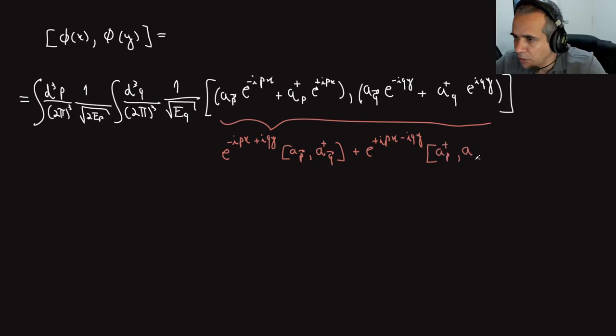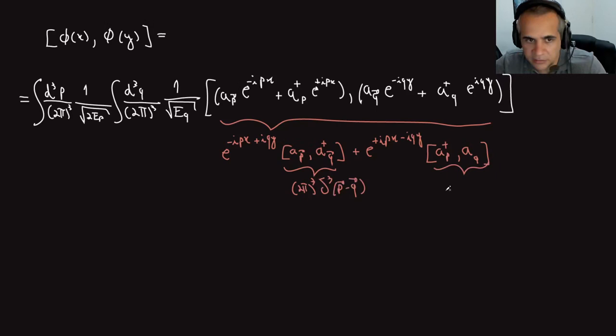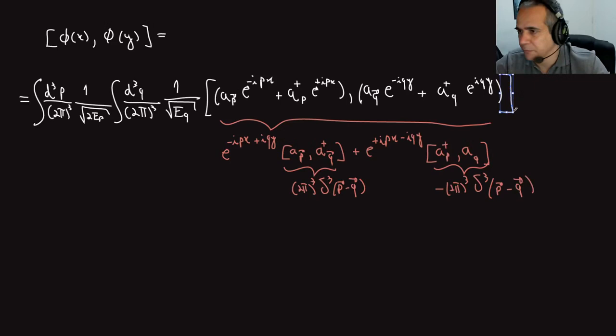And this is just 2 pi cubed Dirac delta of p minus q, and this is minus 2 pi cubed Dirac delta of p minus q. Same delta, so I can use that to integrate. If I do that, these energies become the same, and this 2 pi cubed goes away with the 2 pi cubed here. I have to be careful with the relative sign between these two exponentials, but everything else gets really simple. I'm missing a factor of 2 here.